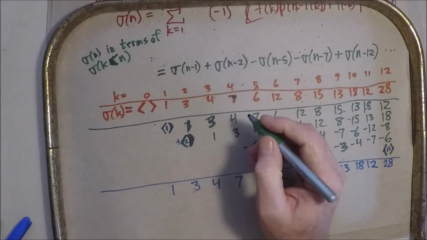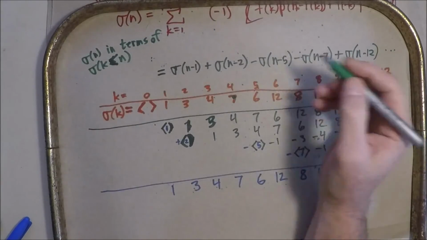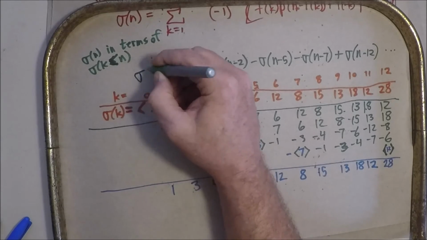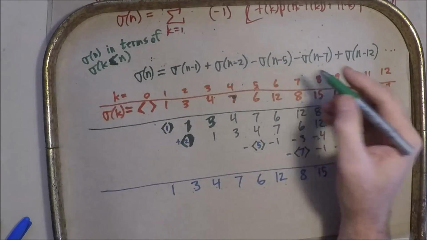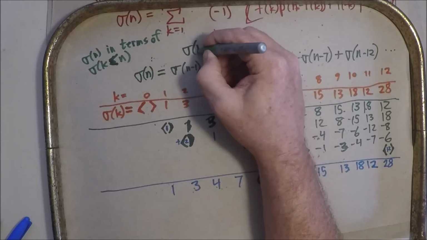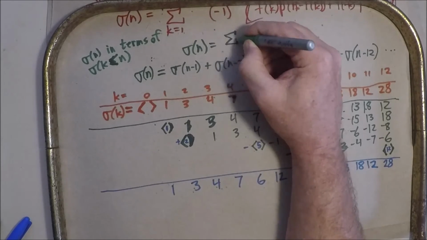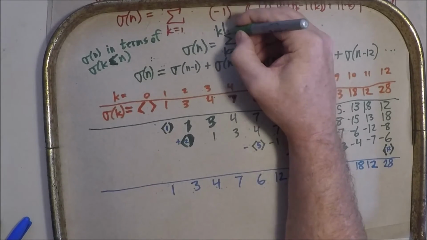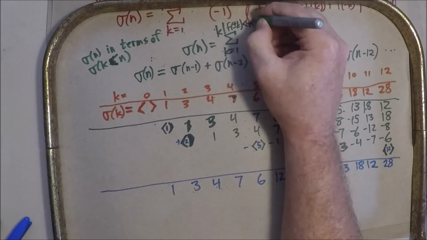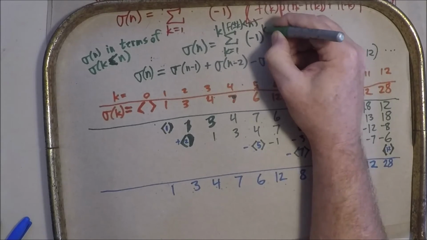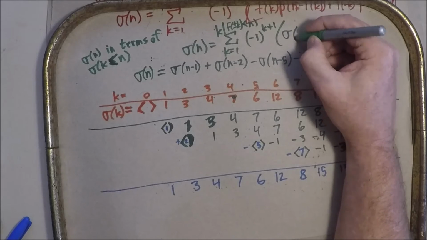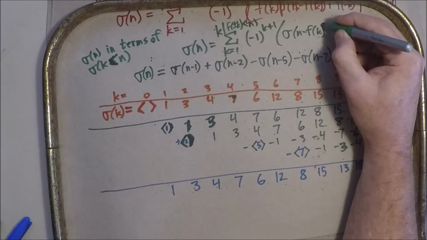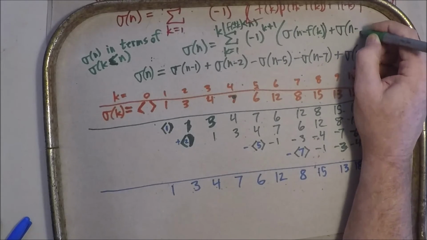And the left-hand side of this then is going to be sigma n, obviously. So we have sigma n equals the sum from k equals 1 to k such that f of plus or minus k is less than n of negative 1 to the k plus 1 times sigma of n minus f of k plus sigma of n minus f of negative k.